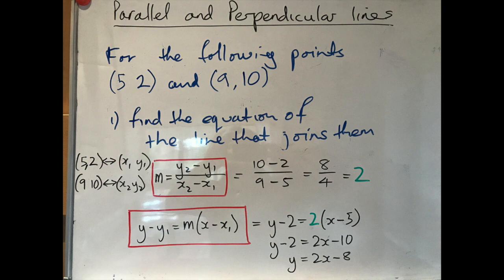Alright, to find the equation, I use my y minus y1 equals m times x minus x1. I throw in my values for x1 and y1 and my gradient of 2, and then I expand the bracket, add 2 to both sides. I get my equation y equals 2x minus 8. That's the equation of the line joining the points (5, 2) and (9, 10).